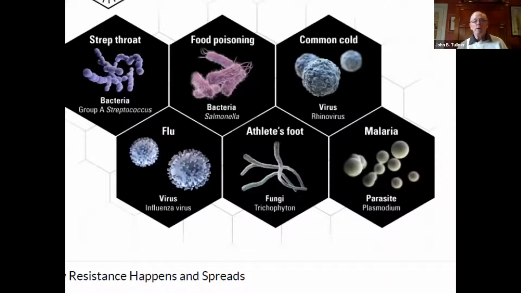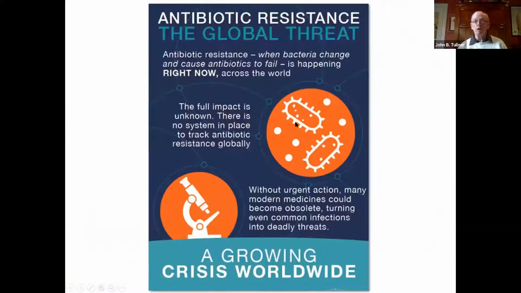Okay, this is just an example to show you that bacterial infections can be things like strep throat and food poisoning from salmonella, but those are the only two you see up here that are bacteria. Now, they can be treated successfully with antibiotics, but viruses such as the common cold, flu, COVID, athlete's foot fungi, and parasites aren't treatable by antibiotics. They have to be treated with vaccines, antiviral agents, or antifungal agents. So keep that distinction in your mind.